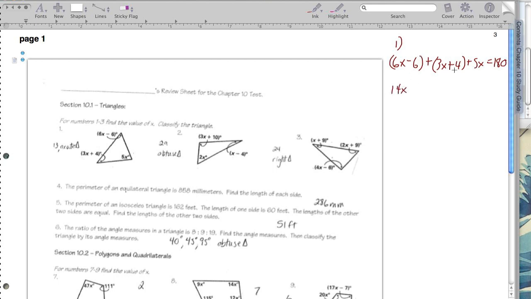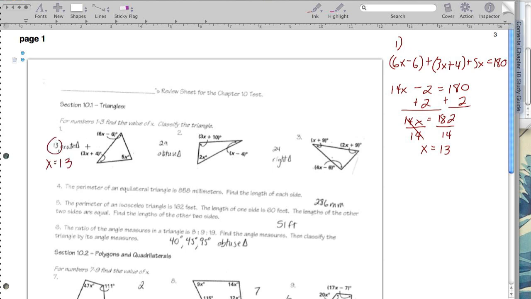And we have negative 6 and a positive 4. So that's negative 2, or minus 2. The parentheses here didn't mean anything because we have no numbers right outside the parentheses, and inside we can't combine them because they're not like terms. So I go ahead and solve the problem, add 2 to both sides. I get 14x is equal to 182. I'm going to divide both sides, the inverse operation, to get rid of that 14. 182 divided by 14 is 13. Okay, so that's what we found the value of x. X equals 13, as we see here.